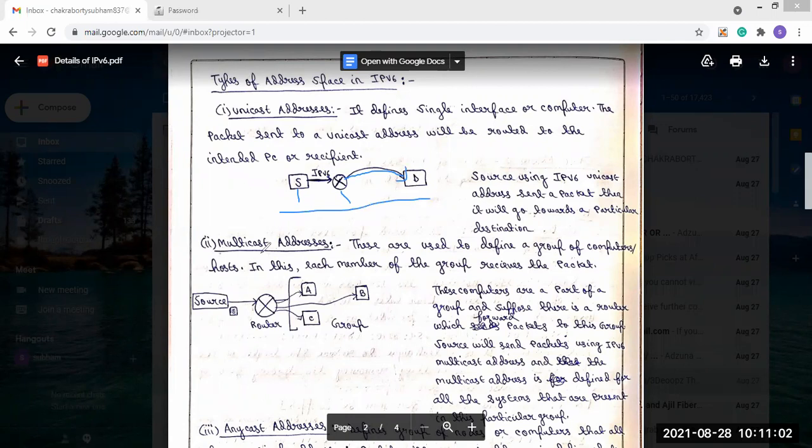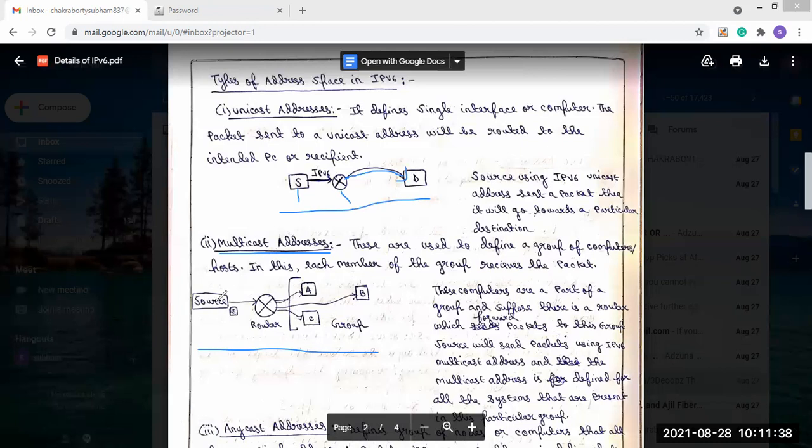What is the multicast address? These are used to define a group of computers or hosts, and in this, each member of the group receives the packet. If we see this example, there is a source present. This is a router, and there are a number of systems, A, B, C. These 3 systems are forming a group.